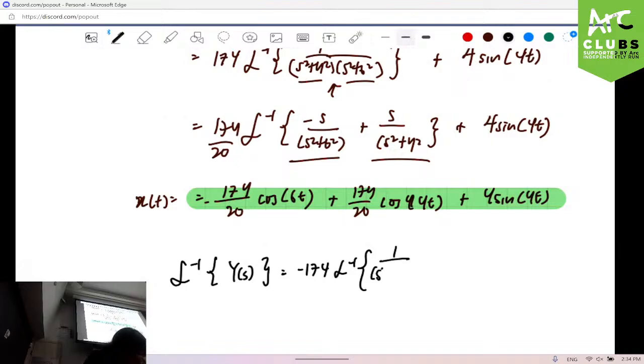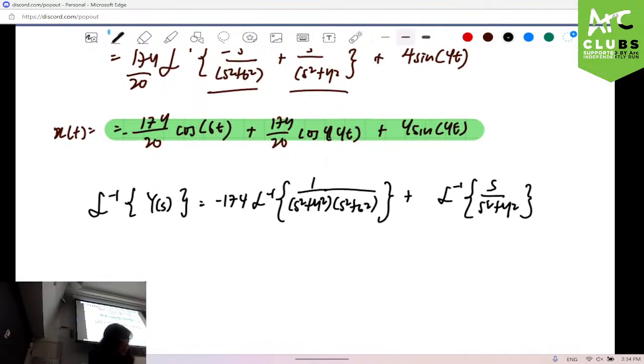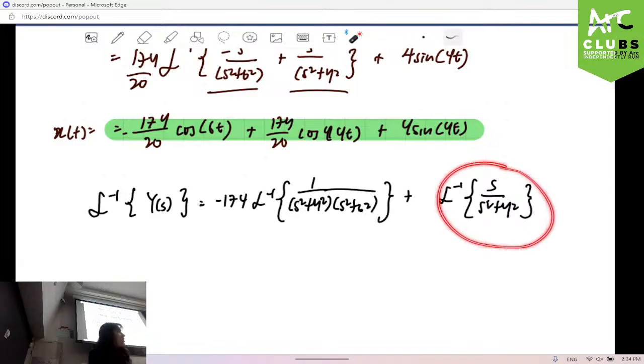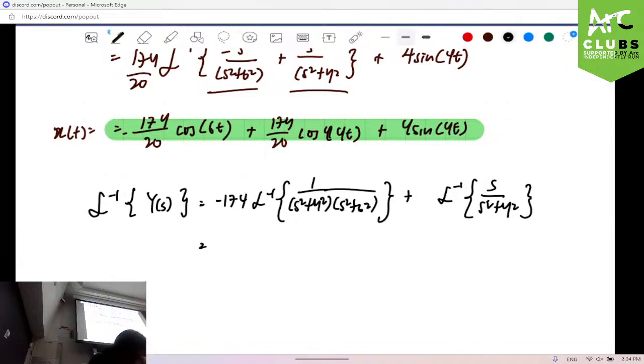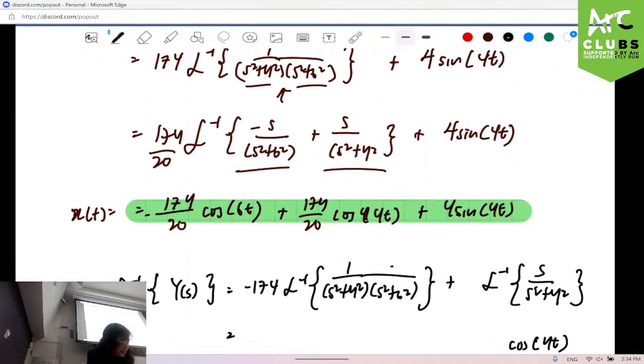1 over s squared plus 4 squared, s squared plus 6 squared, and then we have the Laplace inverse of s over s squared plus 4 squared. Okay, so what does this look like? Good job. So this is going to be cos 4t. And then, so this is the same as that.